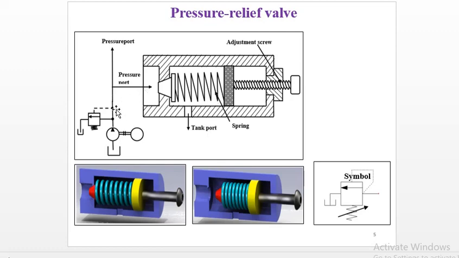Means you are allowing your system to work at 100 bar pressure, and we provide that 100 bar pressure to the system by maintaining the resistance. So if the pressure reaches beyond 100 bar, then it will open this particular valve, and the flow will go to the tank.